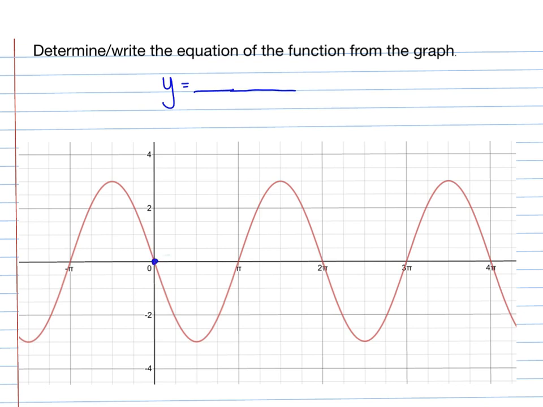So right here, it started at the origin. So automatically, that is a sine function of x. Okay. Then what you're going to do next is check whether it went from intercept to a max or intercept to a minimum. If it goes from intercept to a minimum, now you know it's going to be a negative sine.